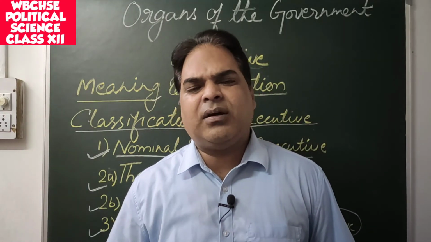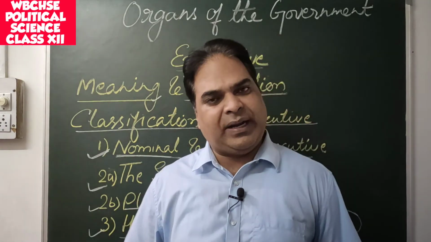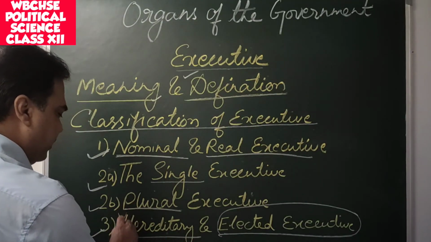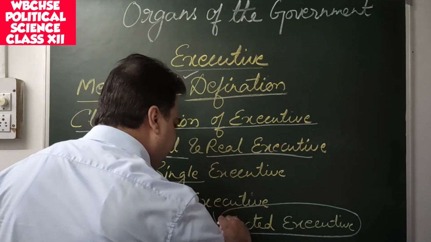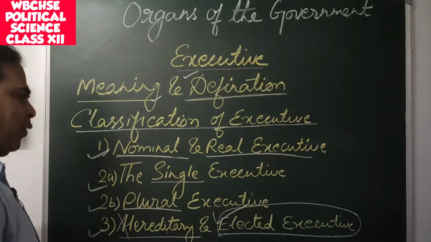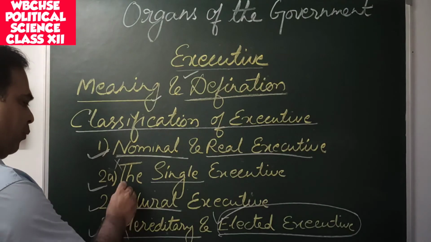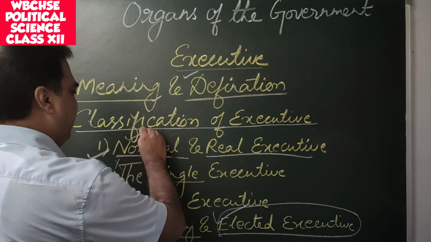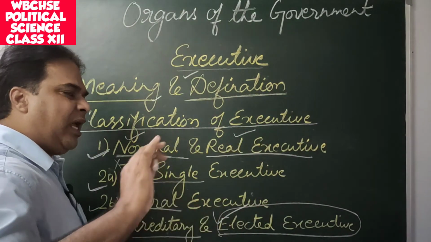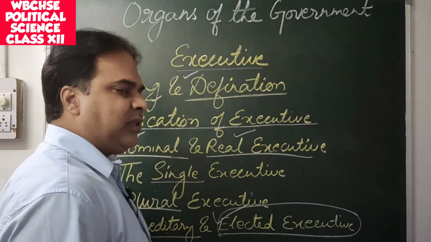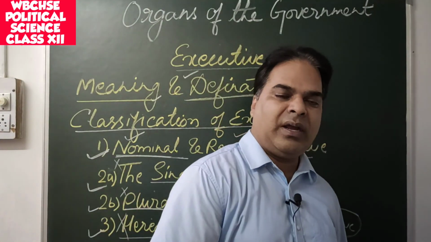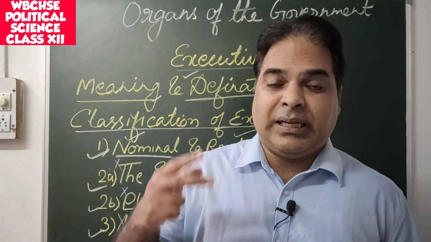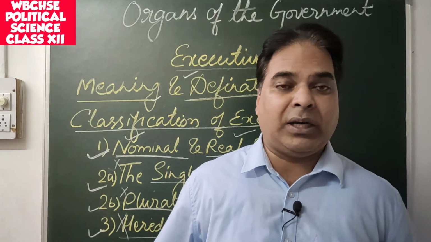This way it was followed in the past, but right now in a modern democracy, in the modern world, we don't have this. We reject the hereditary system and we go for the elected executive. Plural executive to some extent we have in some parts of the world, but the nominal executive and real executive are there even today in our country. The president is the nominal head of our country, and the real executive are those who possess real powers because they are elected directly by the people of the country.